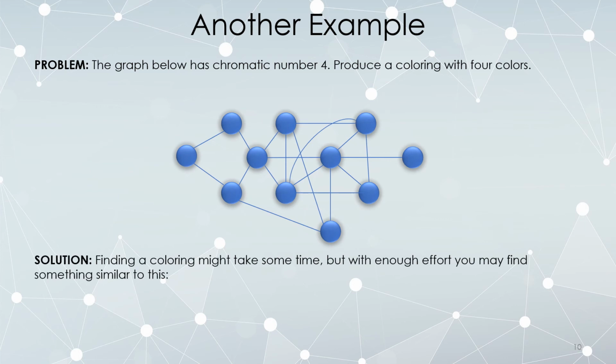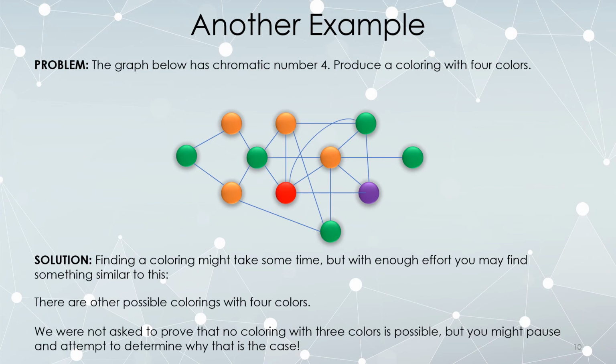Hopefully you played around with it. There are a lot of interconnections. 4 colors might take a little bit of effort, but you could do something perhaps similar to this. So here is a coloring with 4 colors. I used orange, green, red, and purple. And if you spend some time looking at this, there's no edge that connects 2 vertices of the same color. So it is possible to color this with 4 colors. There are, of course, other possibilities. This is not the only way to do it.